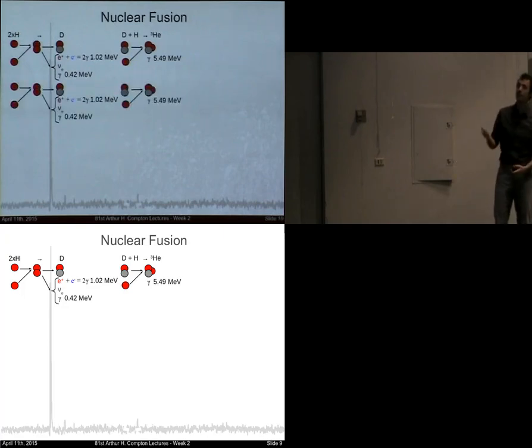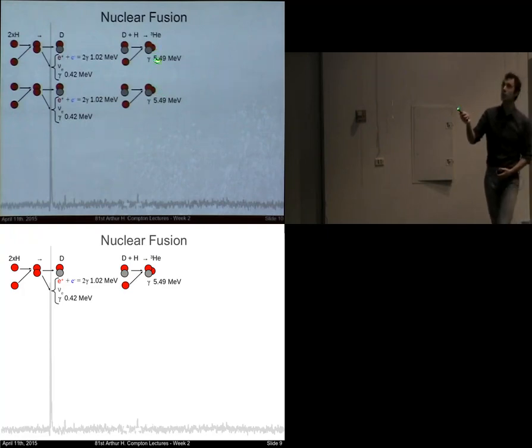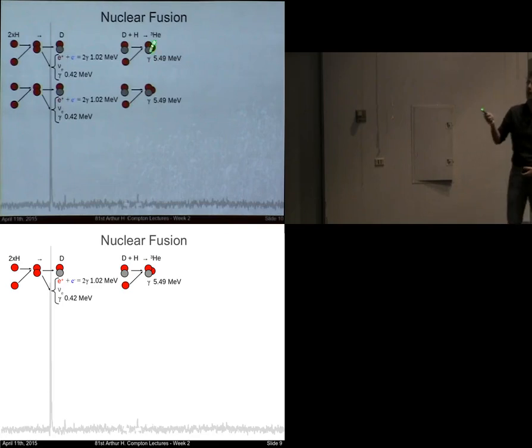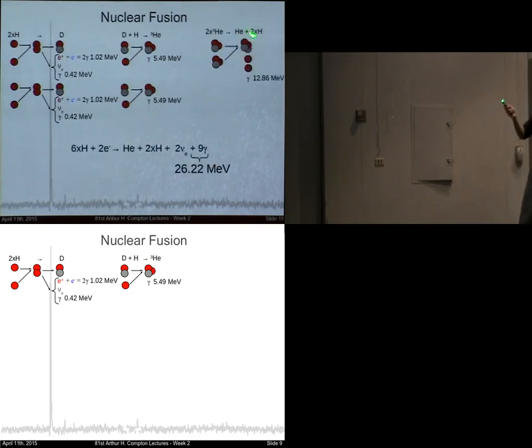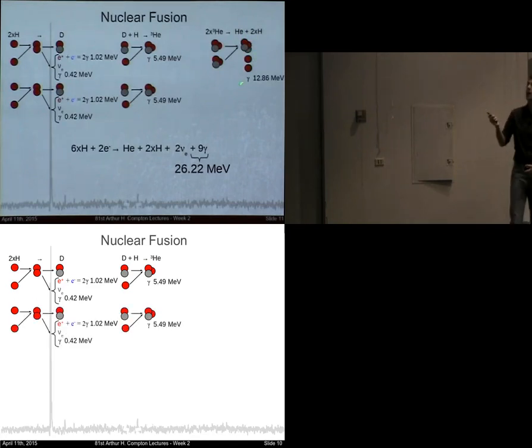If that's happening again somewhere else, next door, you have these two helium-3 products. That's the isotope of helium that has two protons and only one neutron. And if you get two helium-3s next door to each other, they will then join together and create a nice helium atom, which is two protons and two neutrons. And two spare protons come back out.